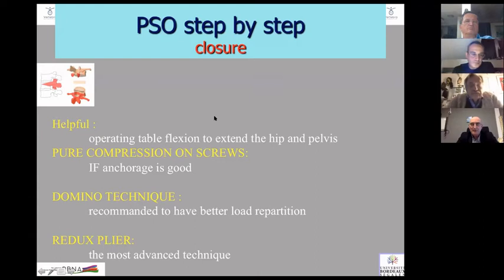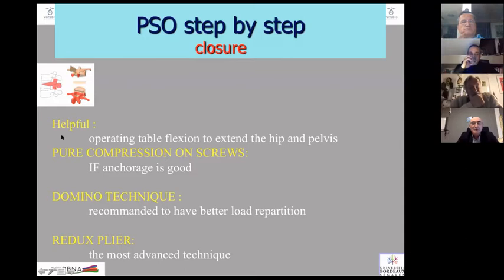Then the closure is the last step. So there are different techniques to do the closure of the osteotomy. Some people use the flexion of the table. So they extend the hip and the pelvis and they close it. With an electric table, it's a smooth motion. Of course, you have to trust the guy who is flexing the table. He doesn't flex the table in the other direction, but it works well. My good friend Cedric in Lyon is using this, and it works very well.